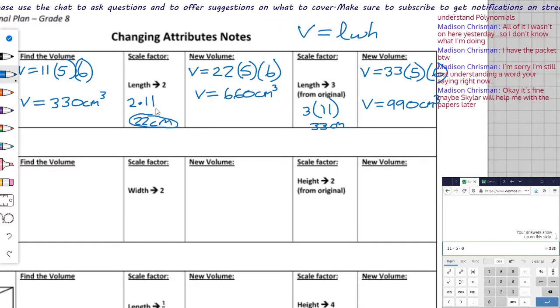And notice again a trend. As you multiply a dimension by a scale factor, the volume changes by that amount as well. Okay, so that's what we're really trying to show for all of these notes. What this is showing, when I was writing out this key, is that whatever your scale factor is for that dimension, it changes the volume by that amount. It doesn't matter if it's for the length, it doesn't matter if it's for the width, it doesn't matter if it's for the height. Whatever you multiply a dimension by, it will change by that amount.